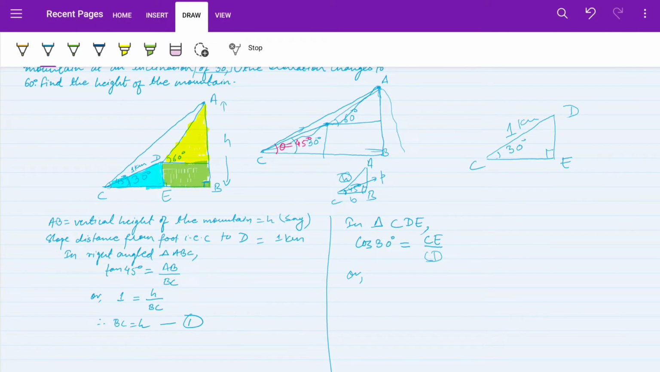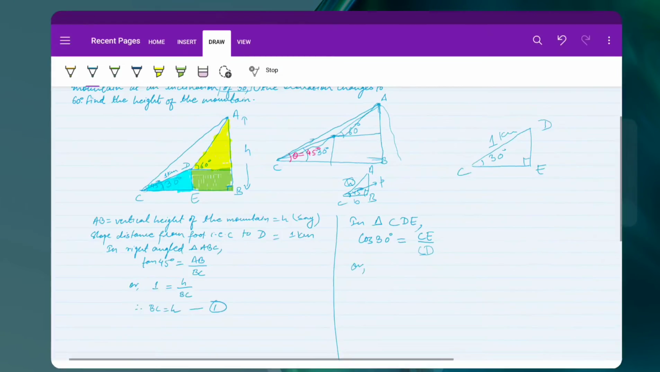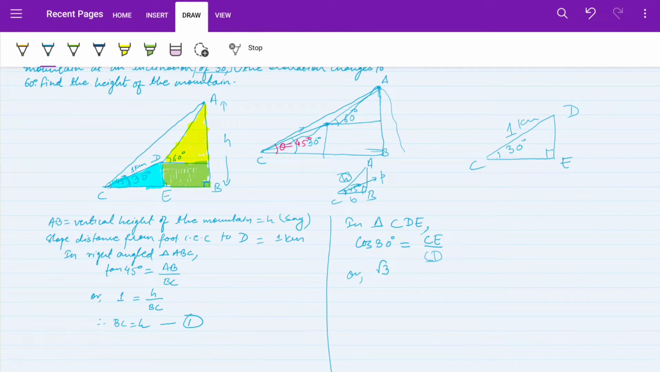Now what is the value of cos theta? We'll use the table here. Cos 30 degrees is root 3 by 2. So here we have root 3 by 2, and CE we don't know, CE as it is, and CD 1 kilometer is given. So after cross multiplication we get that CE is simply equal to root 3 by 2 kilometers. So this is the length of CE.